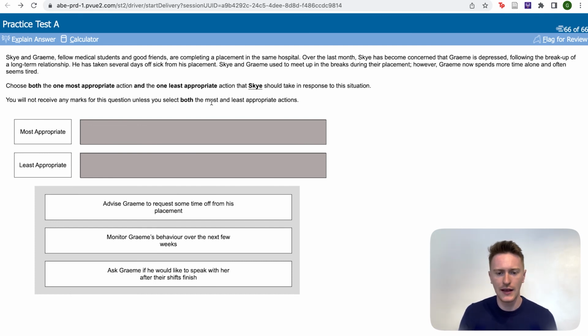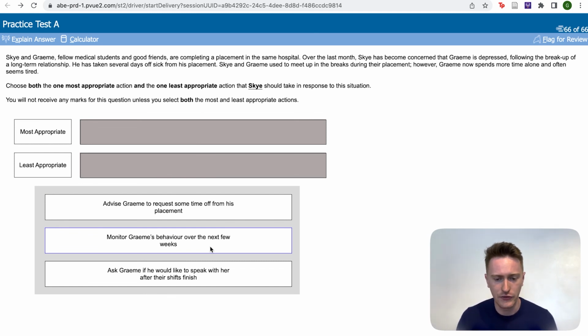They used to meet up in breaks, however now Graham spends most of his time alone. Okay, so essentially, we need to pick the most appropriate and least appropriate. Here, advise him to request some time. Well, that's his decision. You can sort of suggest it, but I don't think it's most or least appropriate. Monitor Graham's behaviour over the next few weeks. That's least appropriate. I think that's the same as doing nothing.